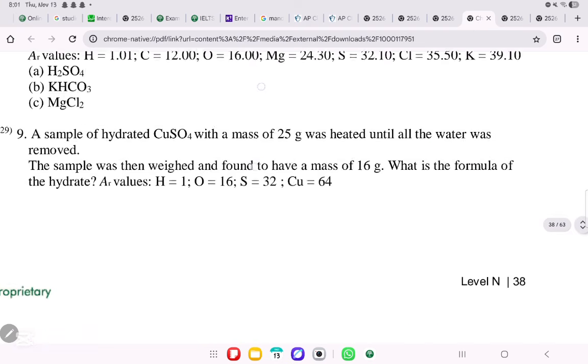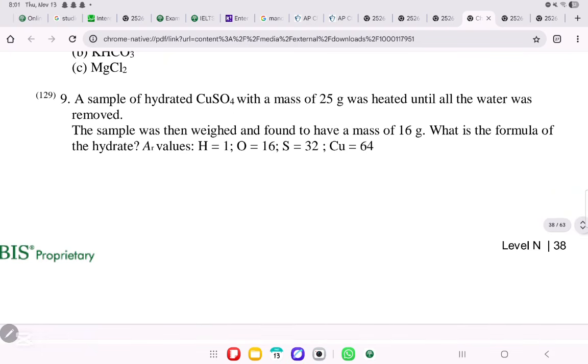We'll move on to question number 9. A sample of hydrated CuSO4 with a mass of 25 grams was heated until all the water was removed. The sample was then weighed and found to have a mass of 16 grams. What's the formula of the hydrate? What do they mean by formula of the hydrate? Meaning they want to find something like X CuSO4 Y H2O. They want us to find the formula of the hydrate, which is this, okay?